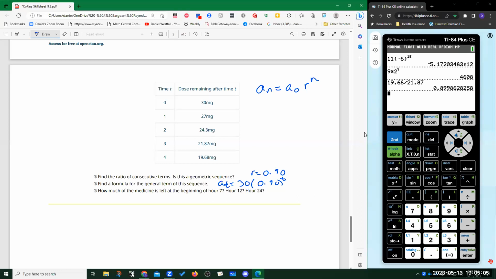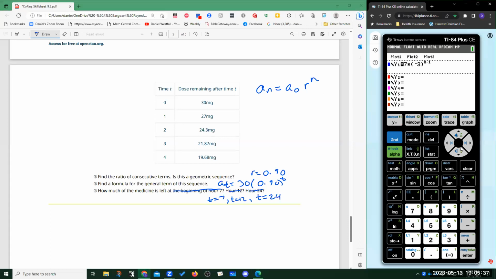Is it 6? Let's just do this. Let's change how this is written. At t equals 7, because this is how it's usually going to be asked in your math class. So at t equals 7, t equals 12, and t equals 24. I'm going to let my calculator do this because this is very repetitive.